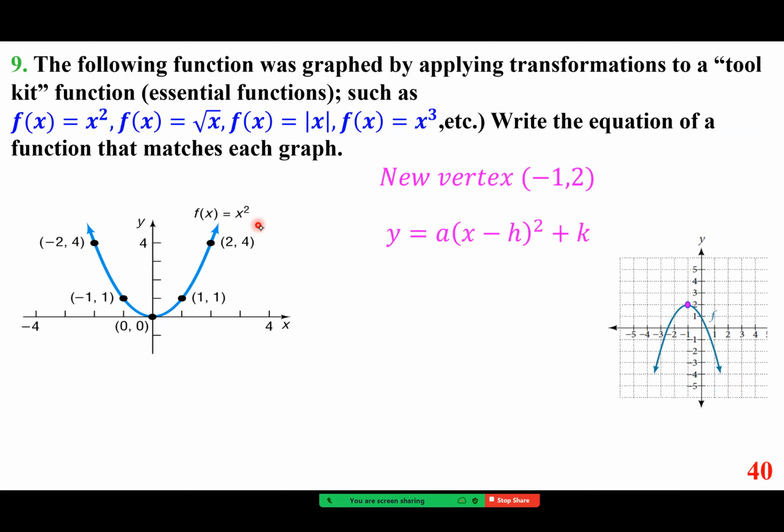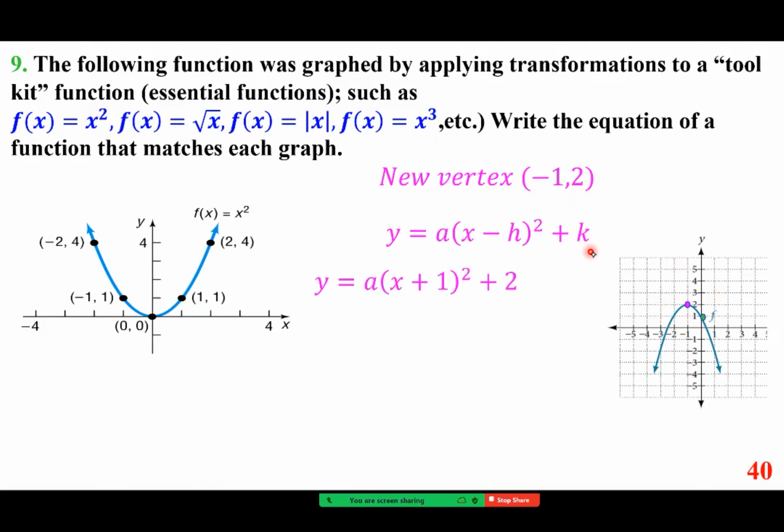Remember the general form, you can do that, or just look at the movement. It has been shifted to the left. So because this is -1, you have to write +1 here, okay? And the 2 has shifted up, +2 here. So that's because of the vertex.